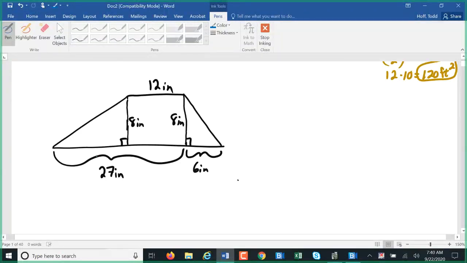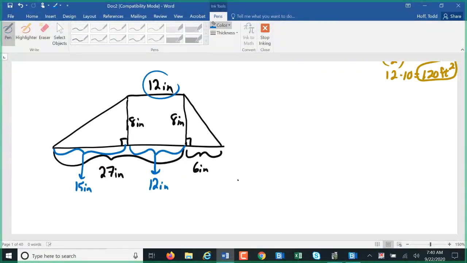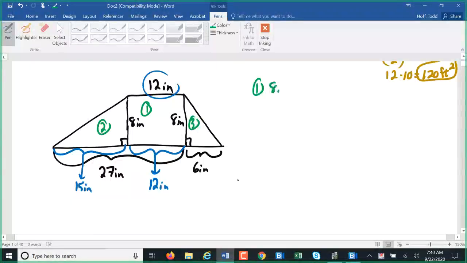Now, realistically, we need to know this dimension and this dimension. Well, we know this one here is the 12 inches. This one over here has to then be 15 inches. So now that can be broken down into a rectangle and two triangles, into three shapes. So the first shape, that rectangle, is 8 inches by 12 inches, or 12 by 8, however you want to look at it, which is 96 square inches.